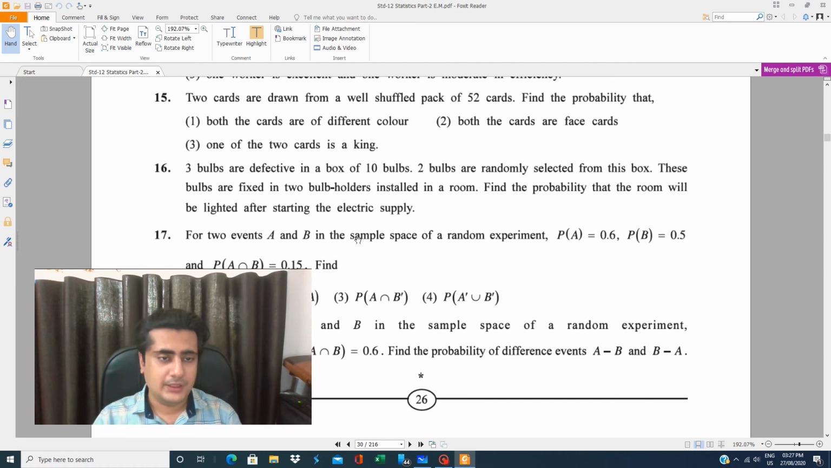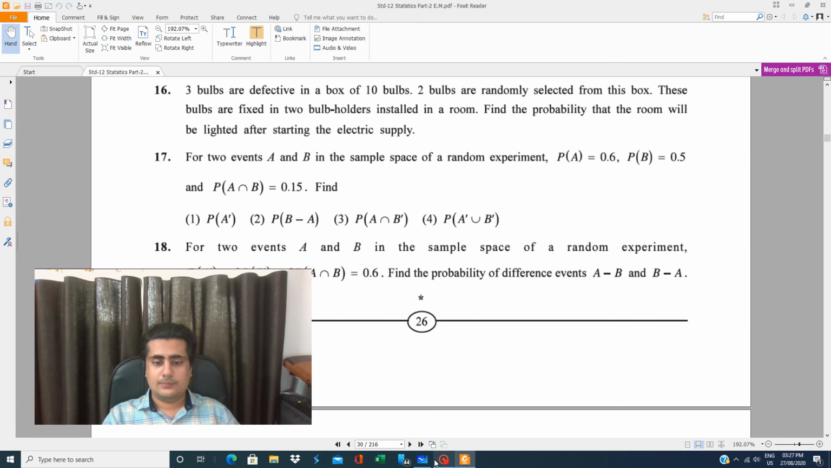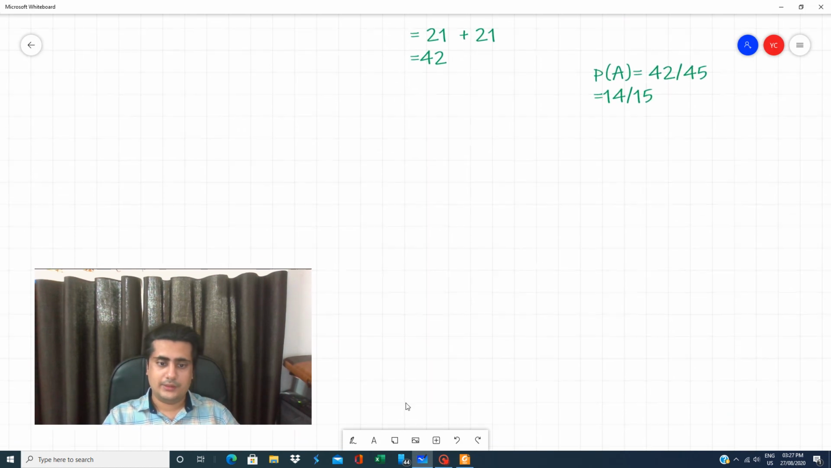So we have completed the 16th sum. Now we can solve the 17th. Let us solve the 17th.